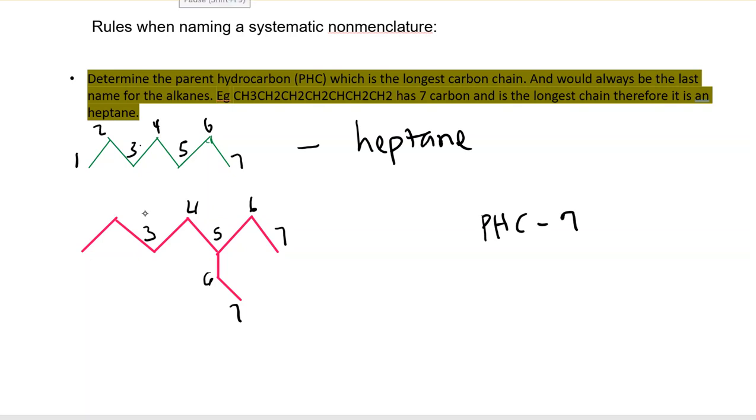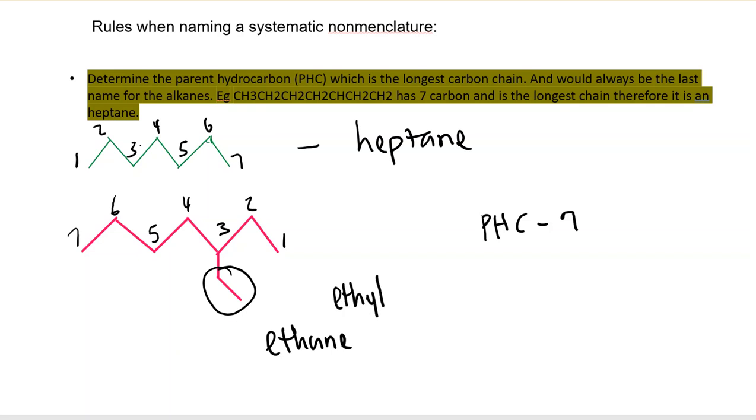I'm going to erase the numbers I wrote out here, and I'll explain why I did that later. Here we have to have the substituent carry the lower number. We have an ethyl, a 2 carbon chain, which is ethane, branching off of carbon number 3. Because it's a substituent, we name it ethyl, replacing the -ane with -yl. Since it's branching off of carbon number 3, this is going to be 3-ethylheptane.